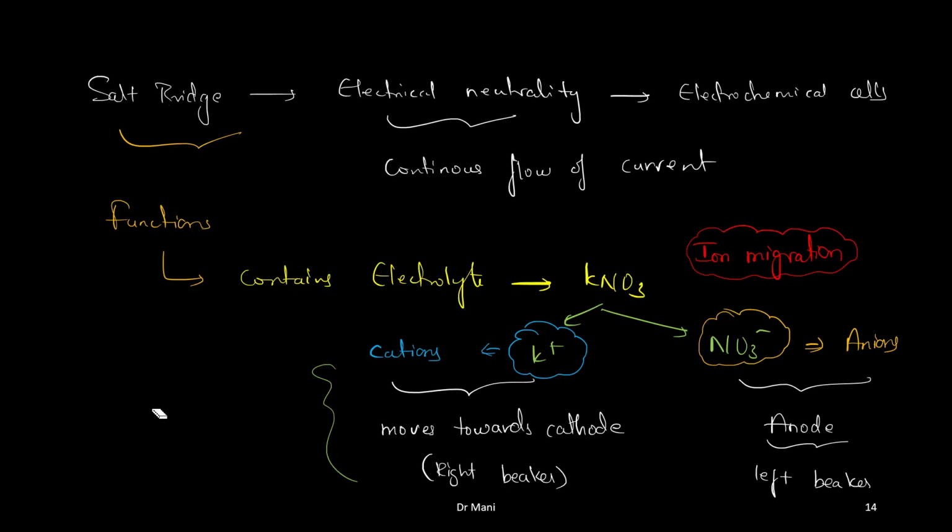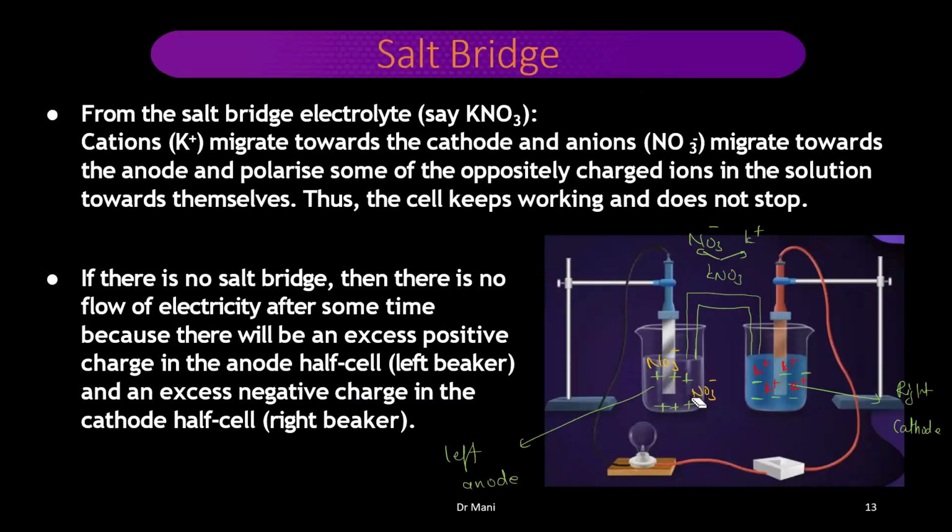Okay, so this movement helps maintain electrical neutrality in both of the cells. Suppose here an excess of positive charges is created, and here an excess of negative charges is created. If that is there, then there will be no current. In order to balance all these positive charges, NO3 minus will go here. So all these positive charges will be balanced with negative charges. So neutrality will happen here.